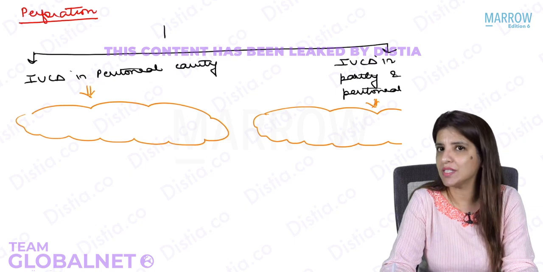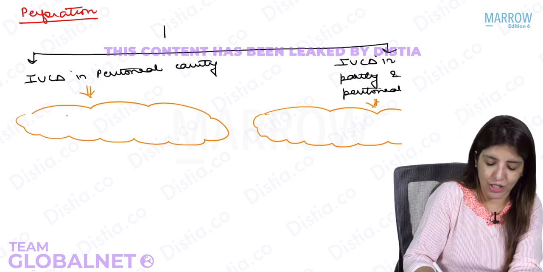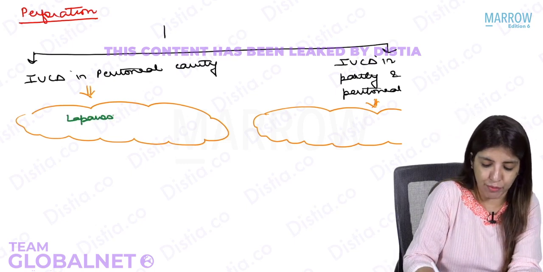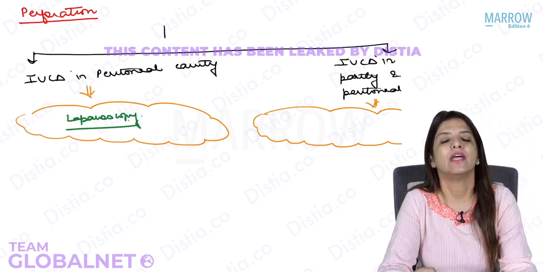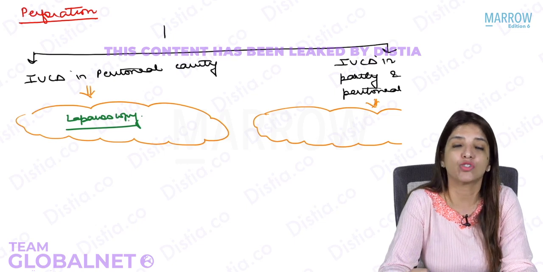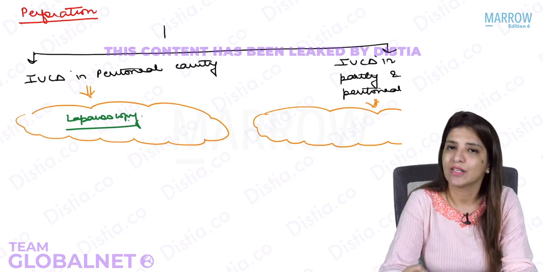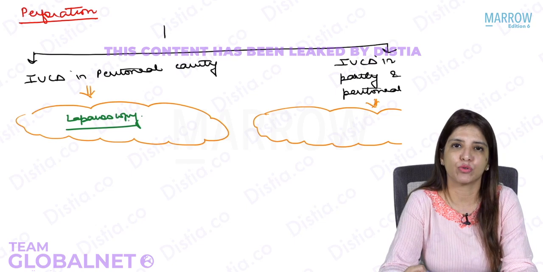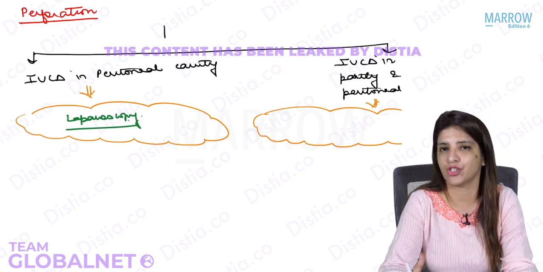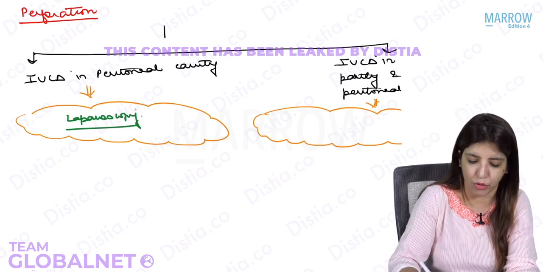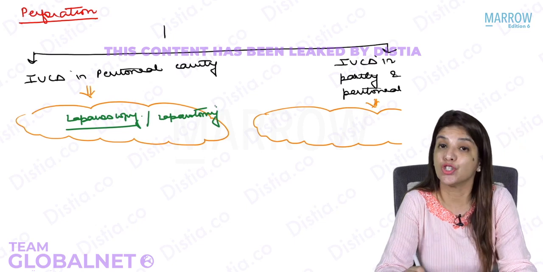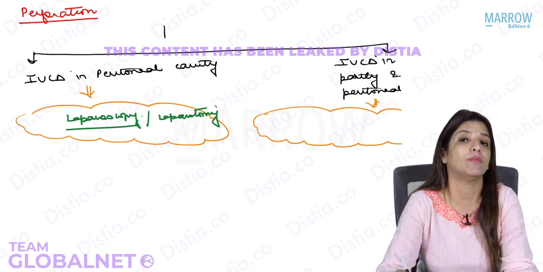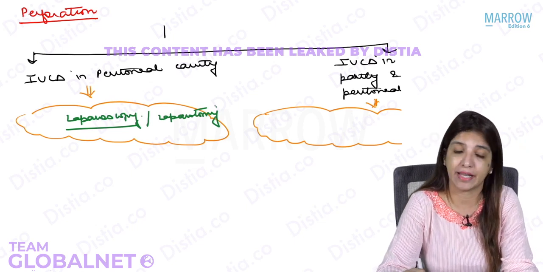If the IUCD is in the peritoneal cavity, you will have to do a laparoscopy to remove it, because this IUCD is going to release copper and that copper is going to lead to adhesions. So, in that case, I will have to do a laparoscopy, or if adhesions are already present and laparoscopy is not possible, then I may also go for laparotomy, depending upon the surgeon's expertise and how many adhesions you are expecting there.